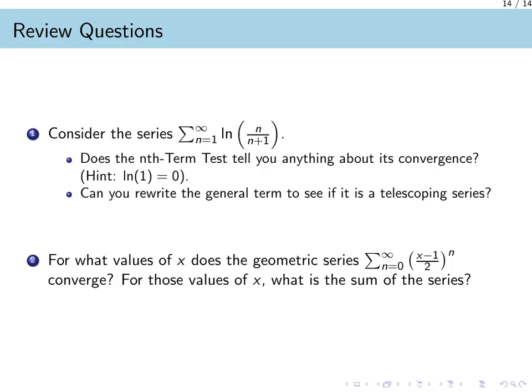The second question deals with a geometric series, the sum from n equals 0 to infinity of the quantity x minus 1 all over 2, raised to the power of n. For what values of x does this series converge? Recall that a geometric series converges if the absolute value of its common ratio is less than 1. Once you find the interval of convergence, use the formula for the sum of a geometric series to find its value.